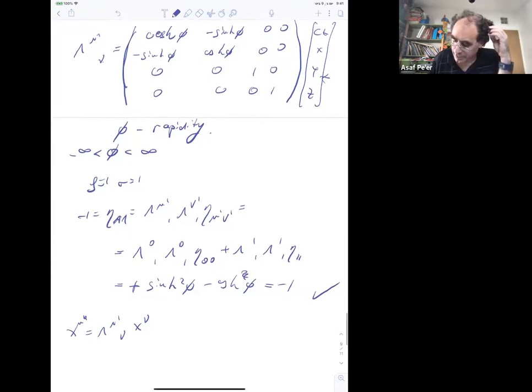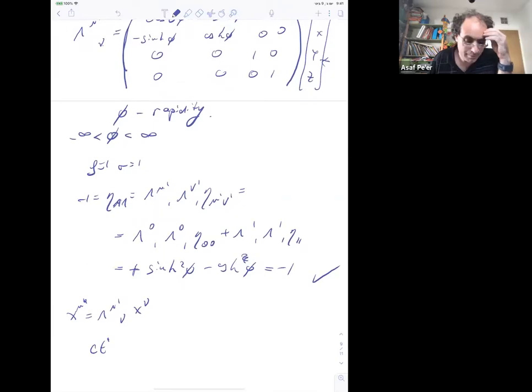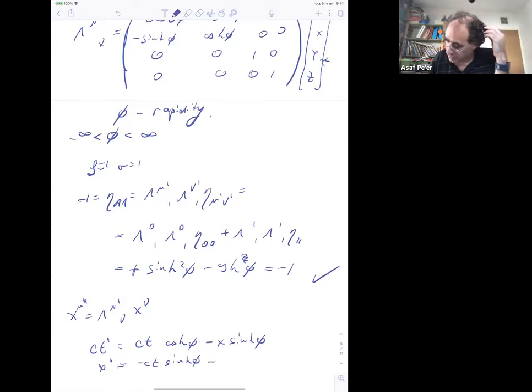So the 0 component is just ct prime equals ct cosine hyperbolicus of phi minus x sinus hyperbolicus of phi. And then x prime is just minus ct sine hyperbolicus of phi plus x times cosine hyperbolicus of phi.